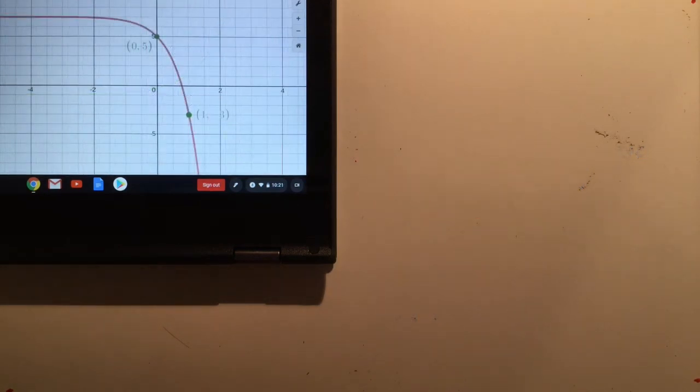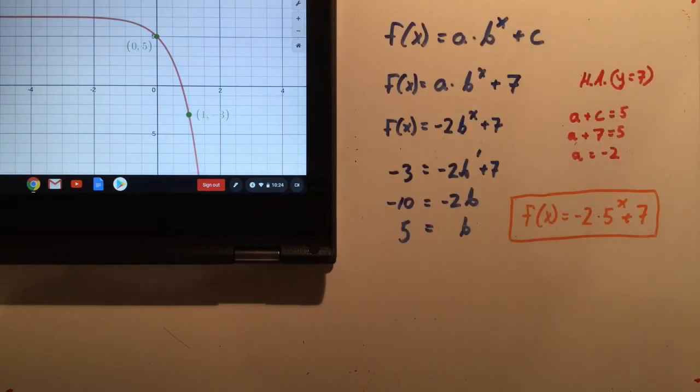Okay, let's try to find another. Have a look at this one. Feel free to stop the video and go ahead and try to figure out the equation of this exponential function. Okay, let's see how you did.